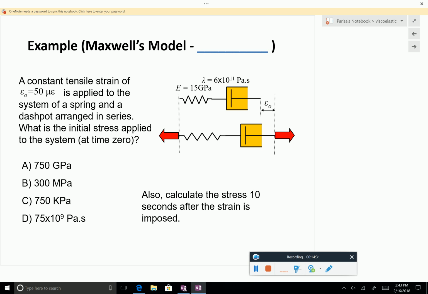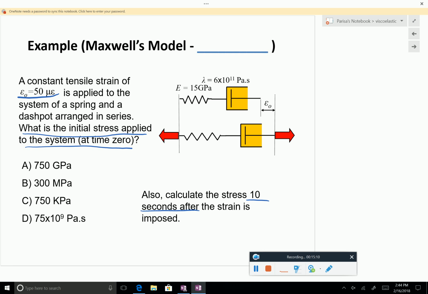Now, this problem, we have the same material, but now we stretch it to a certain strain, which is 50 microstrain, that is 50 times 10 to the minus 6. That's what it means. And now we want to see two things. One, what is the initial stress? And then what happens after 10 seconds? So let's look at the first part.